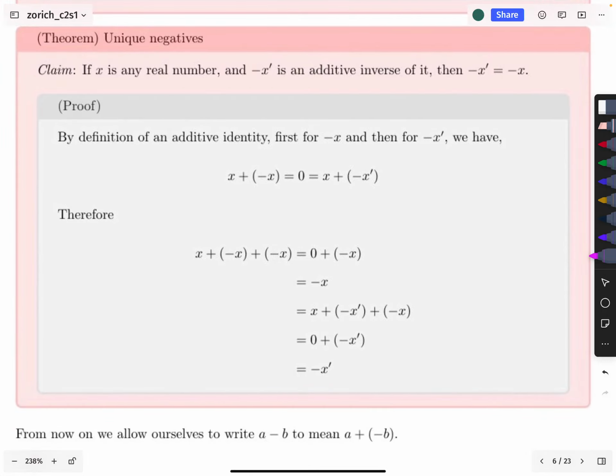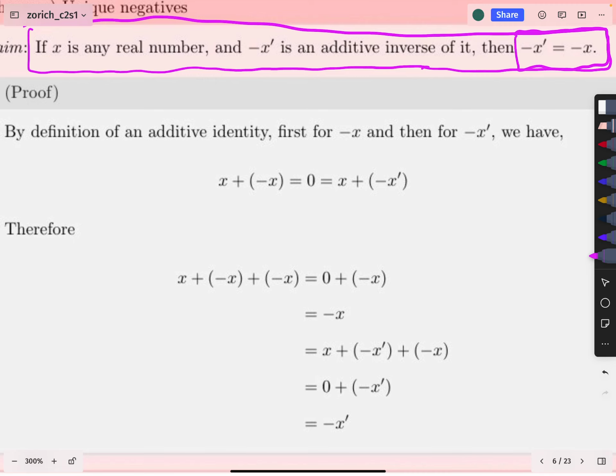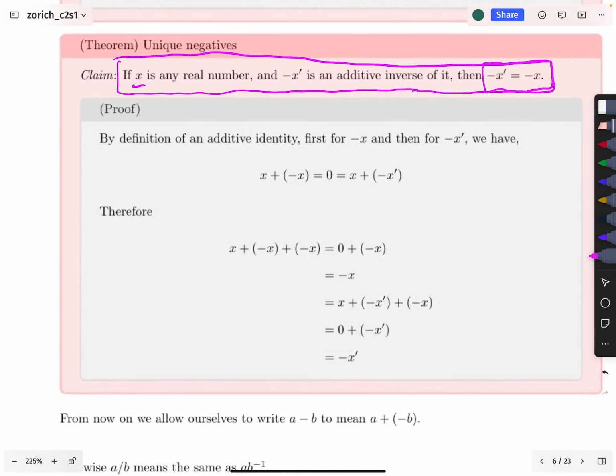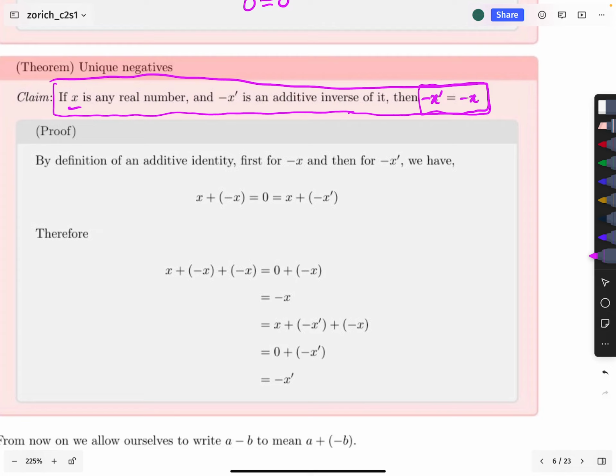Unique negatives. So the claim is that if x is any real number and negative x prime is an additive inverse of x, then they have to be equal. There can only be one, right? Just as there is only one 0, if you give me any x, it has only one additive inverse. So if you wrote down a second one, then it must equal the one that we name by minus x. We're proving that the additive inverse is unique. There is only one of them.